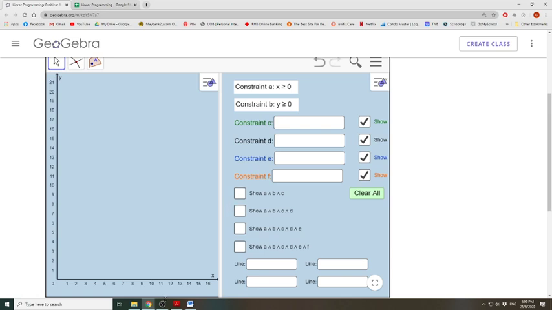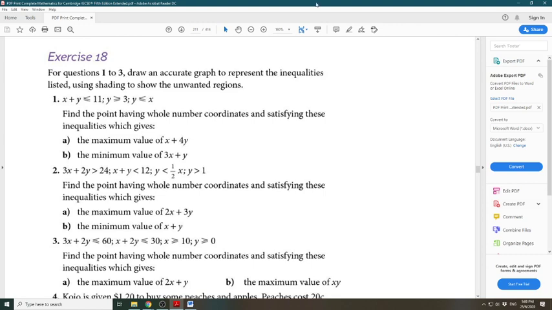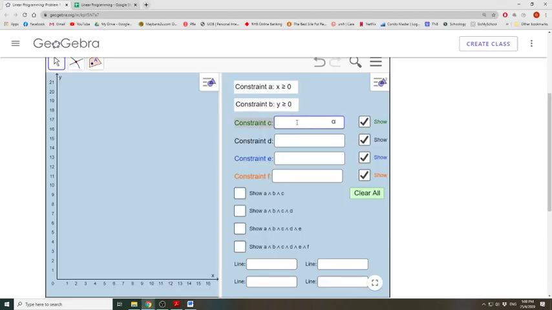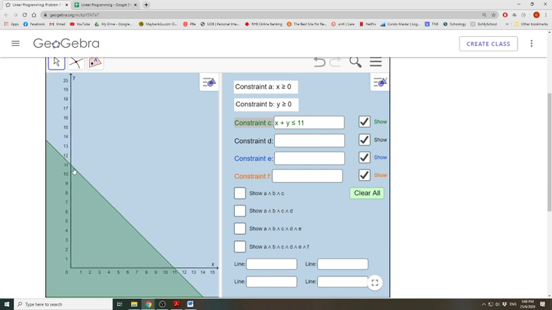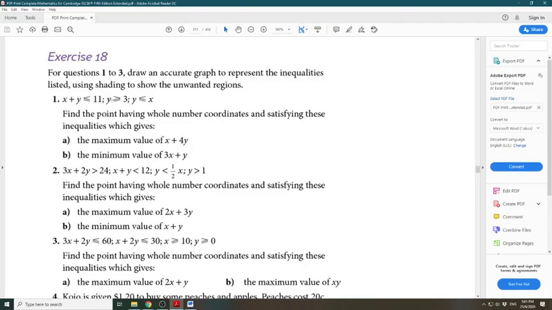They have given me x plus y less than or equal to 11 already, so I write here x plus y less than or equal to 11. Notice that the region will be drawn. When you do it on paper, you have to draw and shade it a bit. Let's continue first and put in all the constraints.